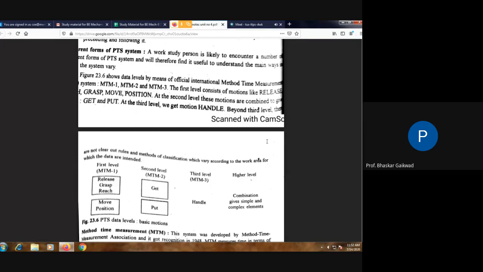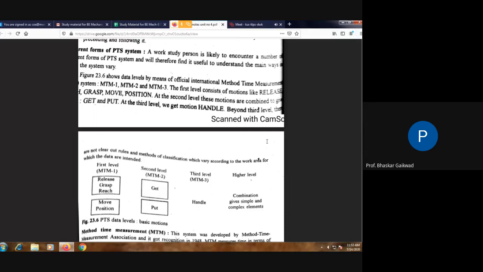For each motion, the time is already decided, and we can make use of the same time for the same motion. Suppose I have decided 5 minutes to release, there must be 5 minutes. Suppose I decide 2 minutes for grasp, there must be 2 minutes. Suppose in the standard data, the time required to reach back to the position of the assembly is 2 minutes, it means within 2 minutes we have to reach. So this time is already decided, and we have to follow it. If we do not follow it, there will be an effect on the standard time.